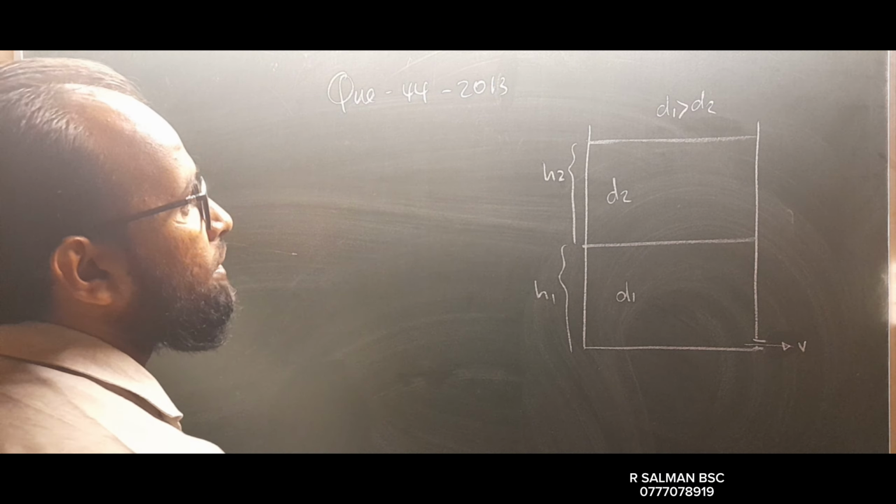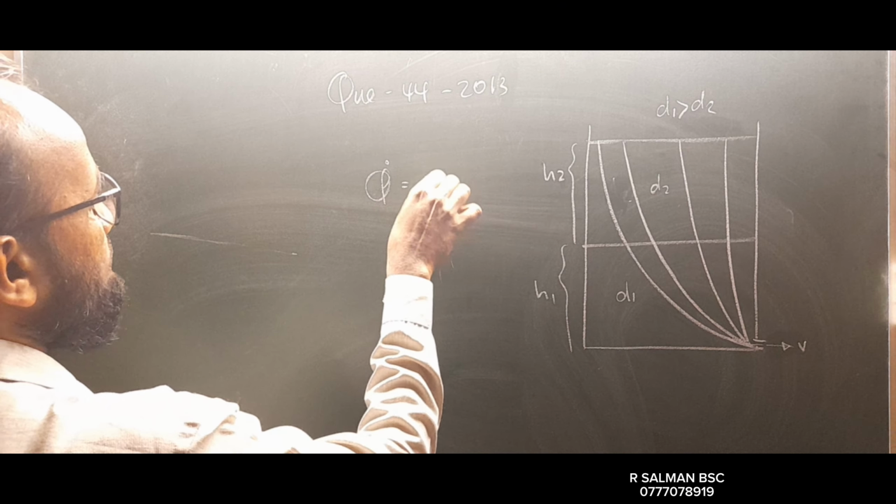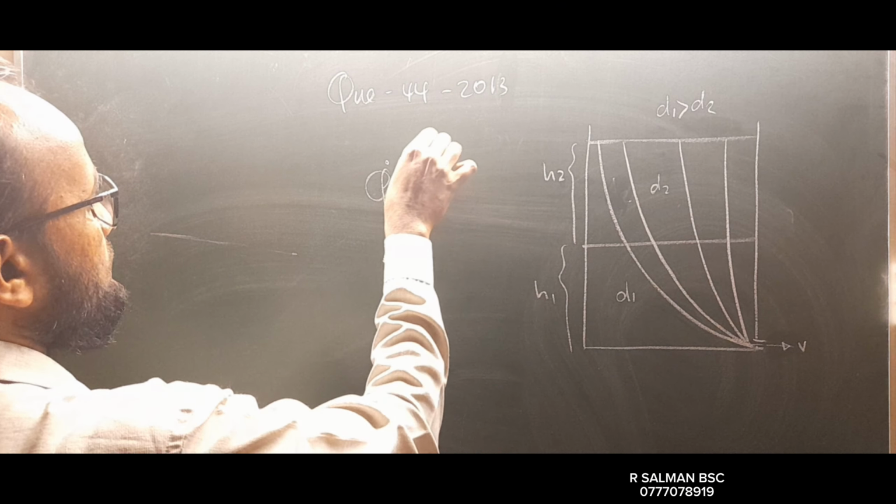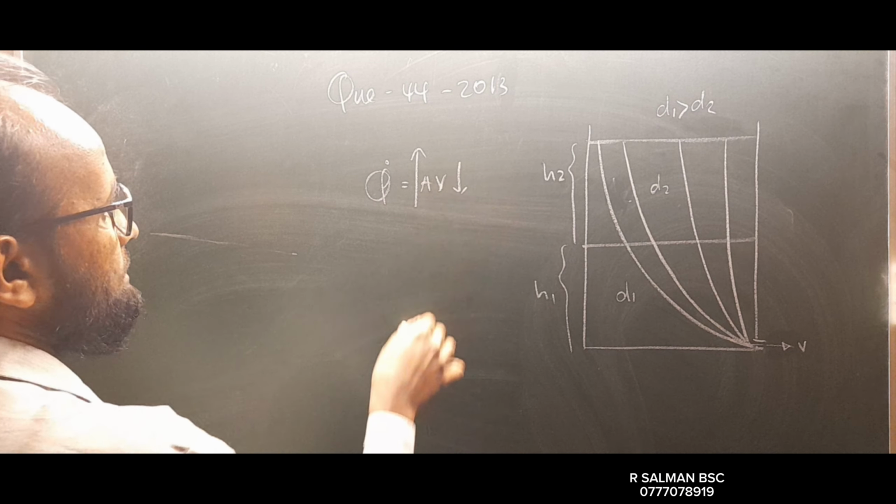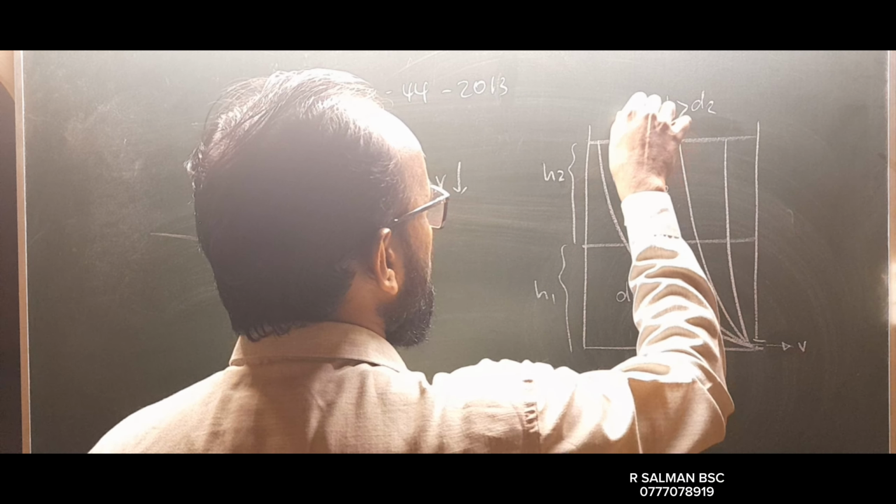You know that Q dot is equal to A V. So when the cross section increases, the velocity decreases. Here the cross section is very large, so the velocity of this surface can be neglected. That is the thing. Now you have to select 2 points from a specific streamline.